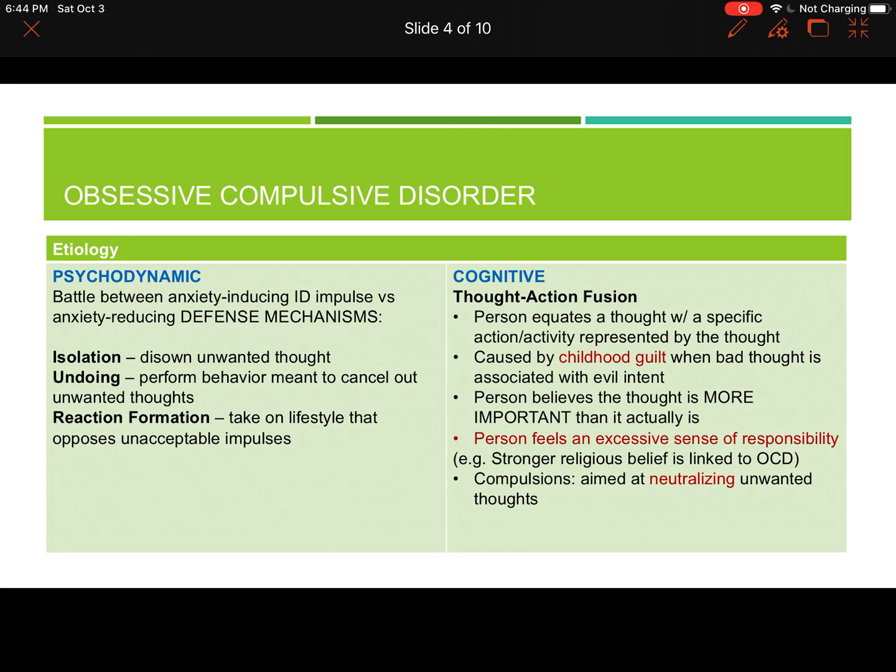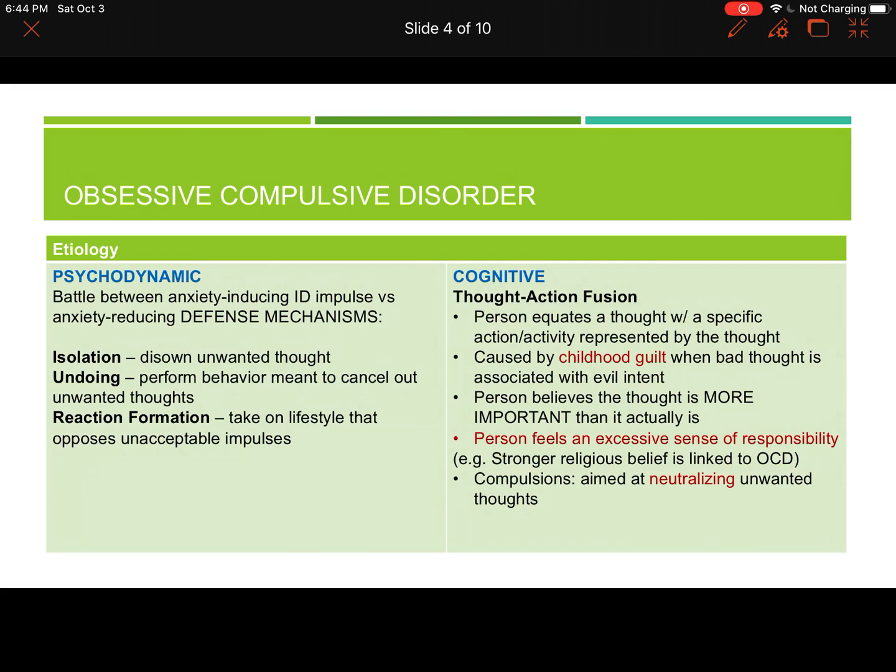Where you take on a lifestyle that opposes your unacceptable impulses. So for example, if you have obsessions that are very sexual in nature, sometimes we try to cleanse, quote unquote, ourselves. An example of a compulsion could be washing the self or taking a shower. And you can do that repeatedly and persistently and rigidly. So you have to take how many showers in a day for you to feel clean and guilt-free. Okay. So those are the kinds of explanations that the psychoanalytic or psychodynamic perspective give about OCD.